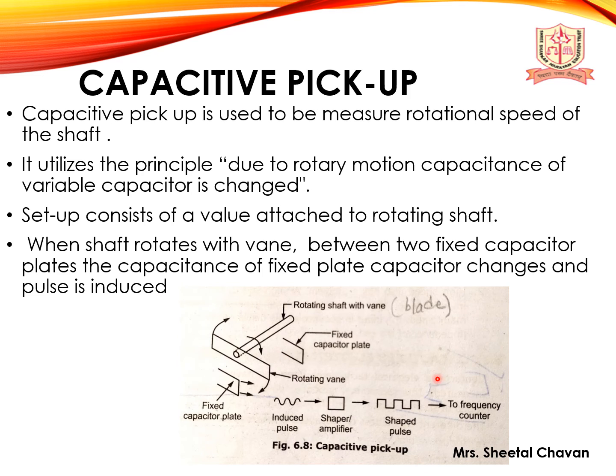So this is the diagram of a capacitive pickup. These are the two plates, this is a fixed plate and this is also a fixed plate. Now this is the rotating vane, which is attached to the shaft or a blade, and this is moving in circular motion. So how are the pulses induced? The induced pulses are passed into a shaper or amplifier and converted into shaped pulses, and finally they can be counted by a frequency counter. So this is how the speed of that particular shaft is measured, due to the rotary motion of the capacitance.